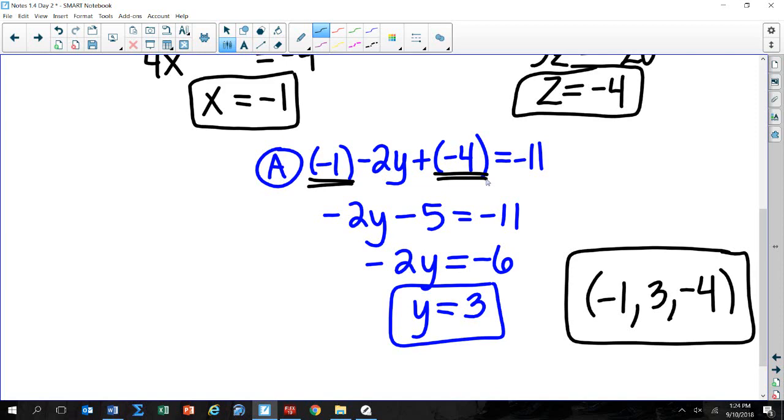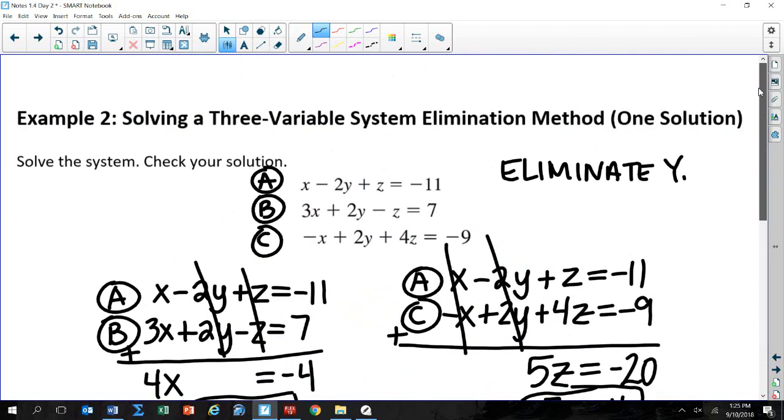Now, I didn't do this in the last problem. I skipped this step, but it's an important step. What step did I miss in the last problem? Check your work, right? I know what x, y, and z is now. How do I check my work to make sure that that's an appropriate solution? Plug it into just one of the equations. All 3, right? I plug in negative 1, 3, negative 4 in all 3 of these.